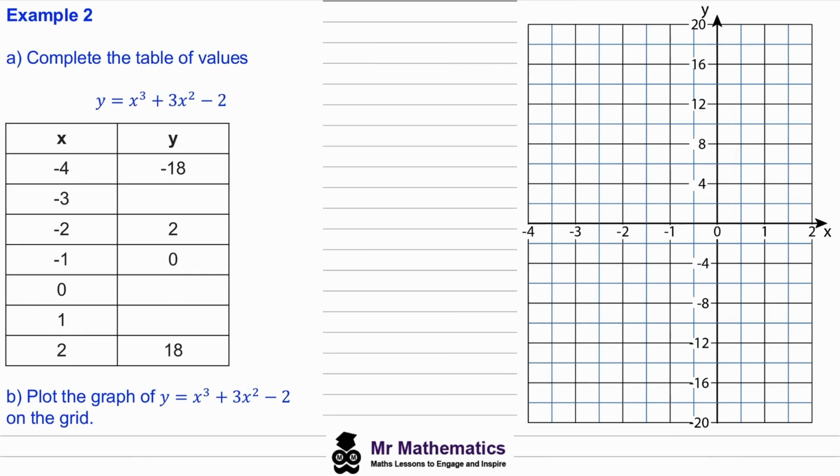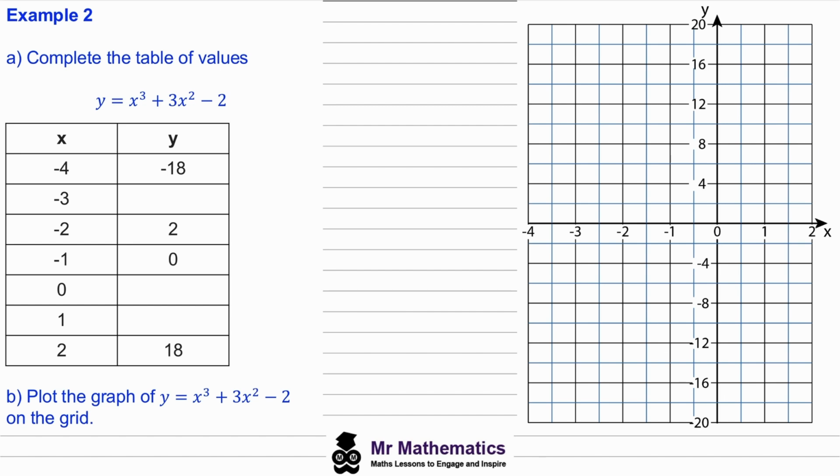So in example 2, we've been given this equation for y, and we need to plot the graph by completing the table of results. Do you want to try and work out when x is -3, 0, and 1 yourself? You can pause the video and come back when you're ready. Okay, so welcome back. How did you get on with that?